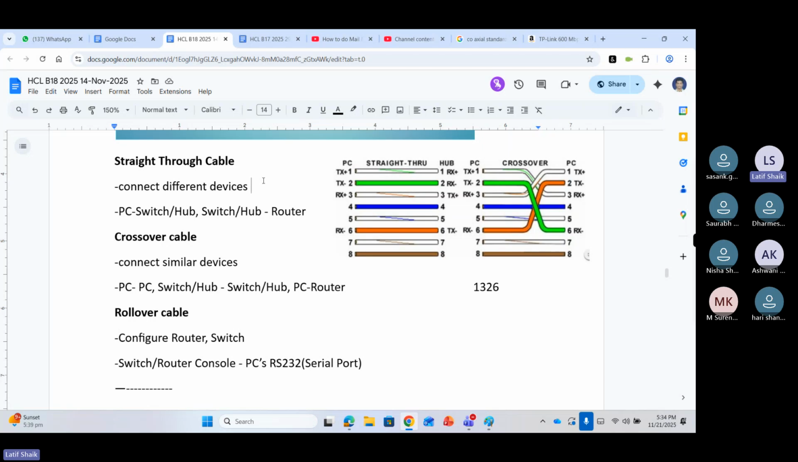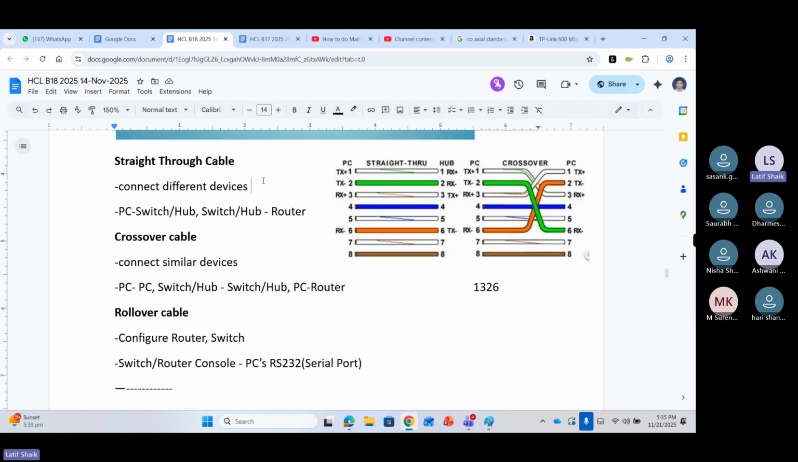Rollover cables are different. The rollover cables are not for communication, not for the LAN type of communication. It is used for configuration. So you have Cisco routers and switches, and you want to configure them. You need to interact with these routers and switches. So there is a console port on the switches and routers. From our system, we use this cable to connect to the console port, and we interact with our routers and switches and configure them. That's the configuration purpose for which we use these rollover cables.